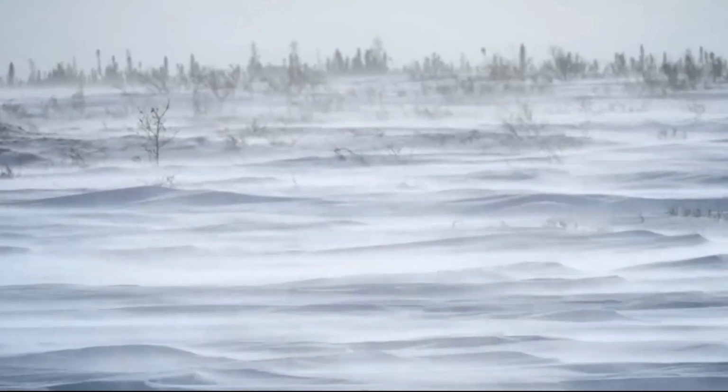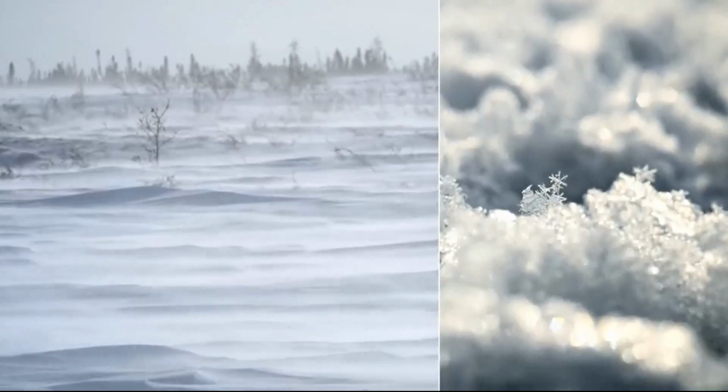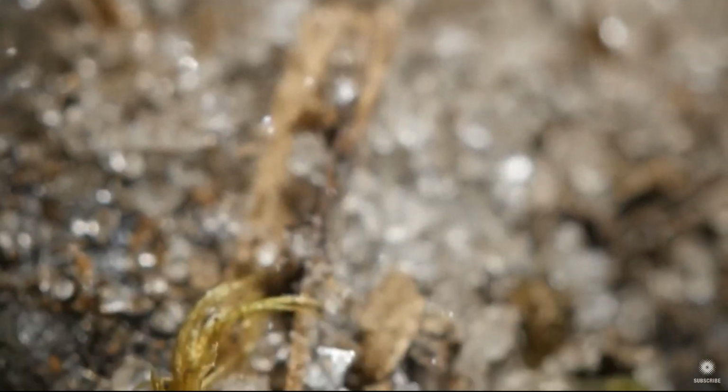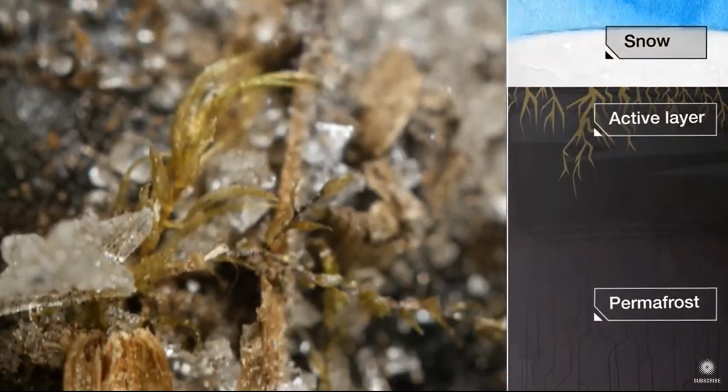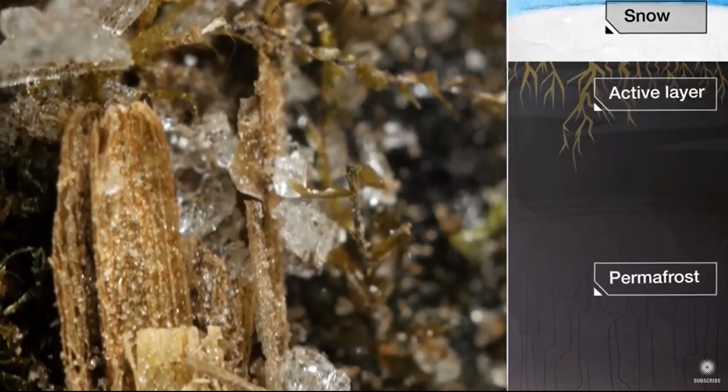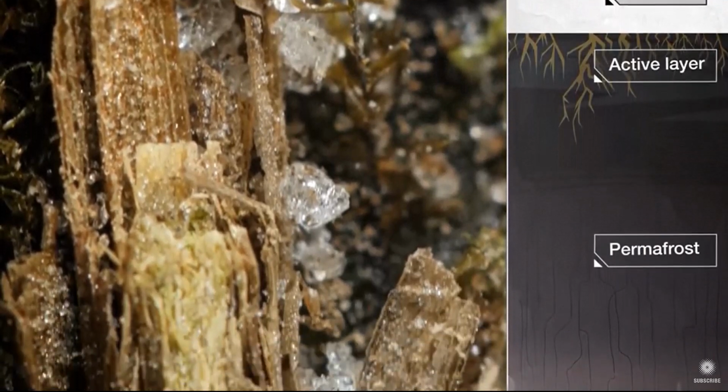It may not look like it, but underneath all this Arctic snow is a potential climate change catastrophe. This is permafrost, soil that stays frozen all year round, and you can see inside how it's packed with minerals, decaying plants, and ice.